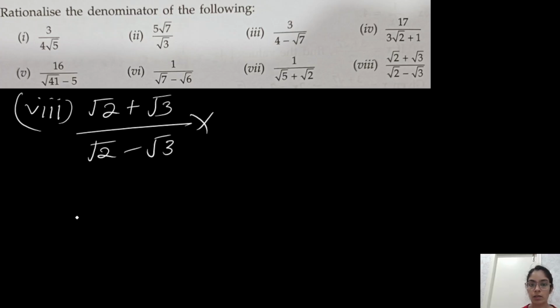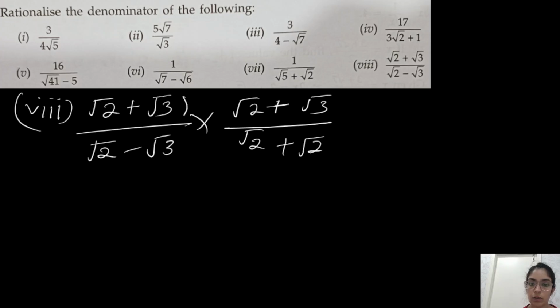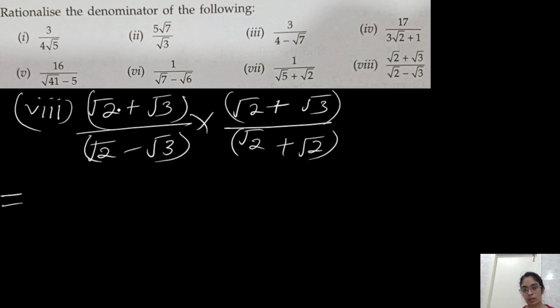So root 2 plus root 3 by root 2 minus root 3. Since there is a minus in the denominator, here it will be plus: root 2 plus root 3, root 2 plus root 3. Numerator will get multiplied with numerator, denominator with denominator. Now see, in the numerator both numbers are the same: root 2 plus root 3, root 2 plus root 3. If both numbers are the same, we can use an identity here also. Which identity can we use? Don't do bracket multiplication.